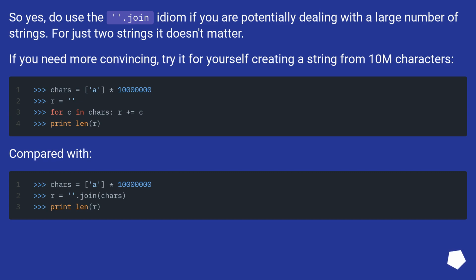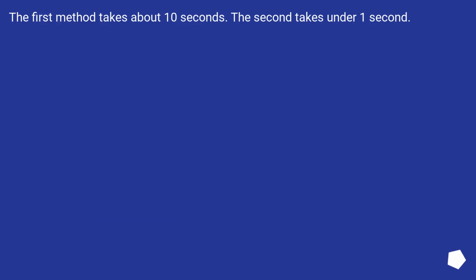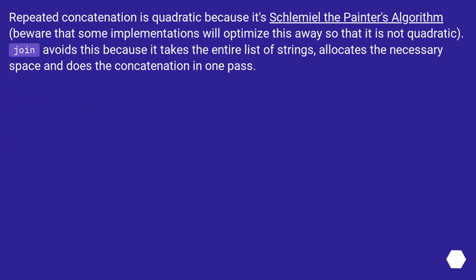If you need more convincing, try it for yourself, creating a string from 10 million characters, compared with the other approach. The first method takes about 10 seconds. The second takes under 1 second. Repeated concatenation is quadratic because it's Schlemiel the painter's algorithm. Beware that some implementations will optimize this away so that it is not quadratic. Join avoids this because it takes the entire list of strings, allocates the necessary space, and does the concatenation in one pass.